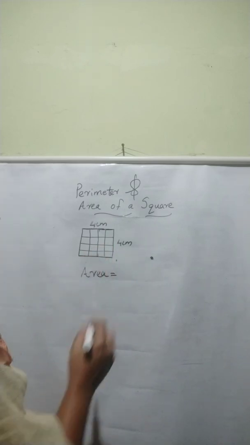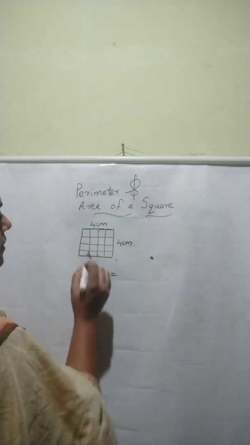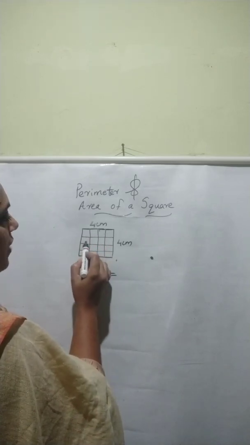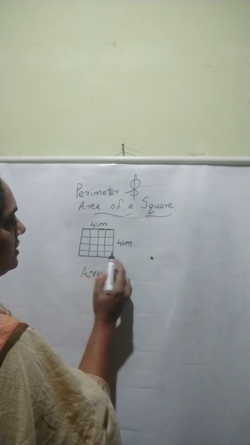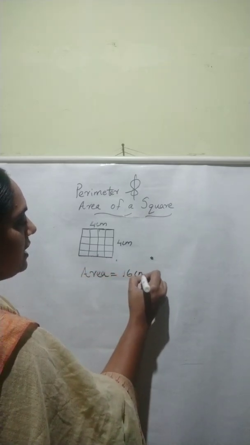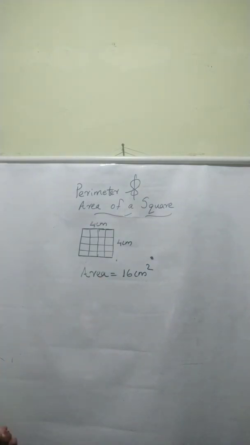How can we find it? We can count the number of squares. 1, 2, 3, 4, 5, 6, 7, 8, 9, 10, 11, 12, 13, 14, 15, 16. That means 16 centimeter square is the area of this square.